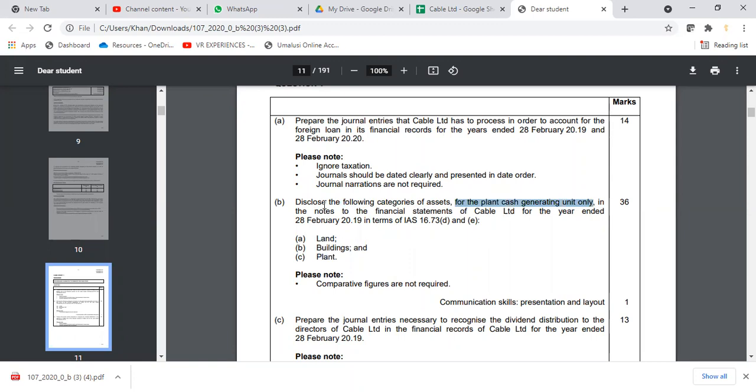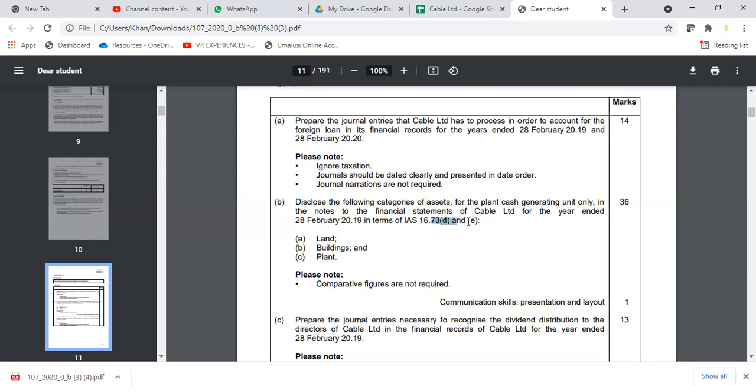In the notes to the financial statements for the year ended 28 February 2019, in terms of IAS 16.73 D and E. So as you can see, if you don't have your book on that day, how are you going to know what is paragraph D and E? It's important that you actually have your handbook with you, because if they give you 16.73 D and E and you didn't memorize the book, you're not going to know what that is. Most of us don't memorize it, right? So that is why it's important. You quickly go to 16.73 D and E, and you'll see what it is.